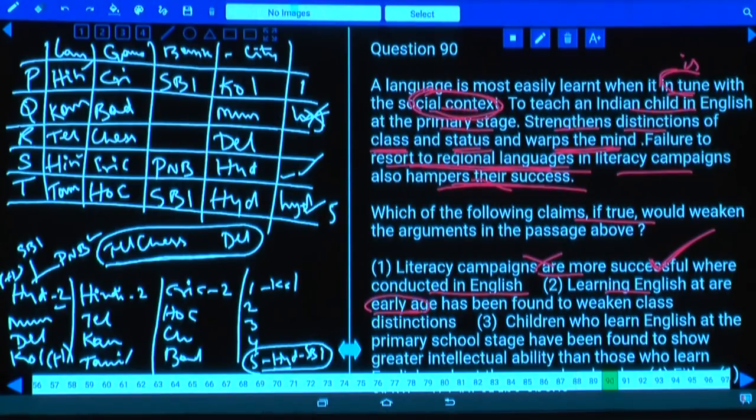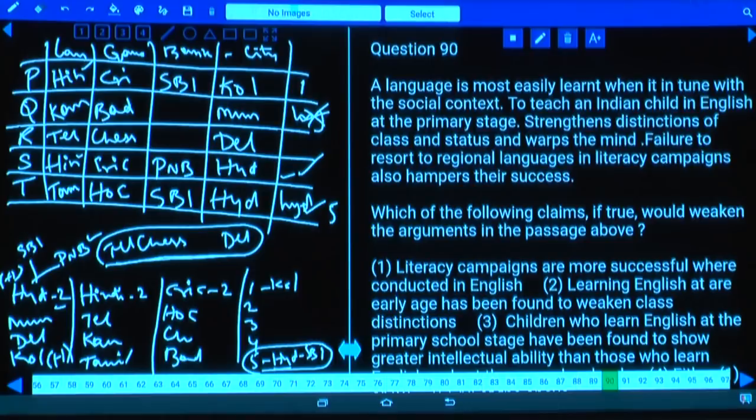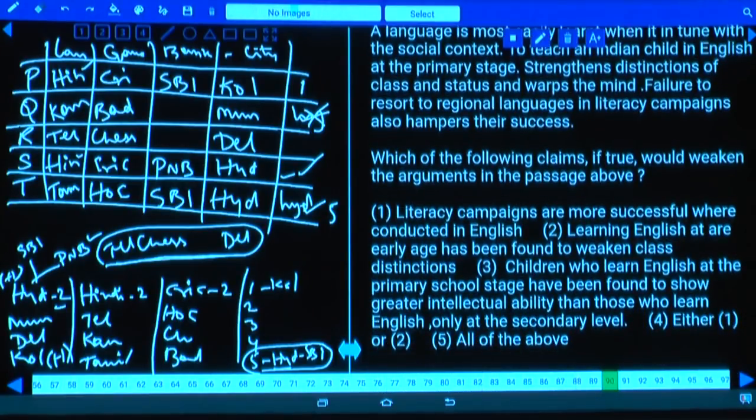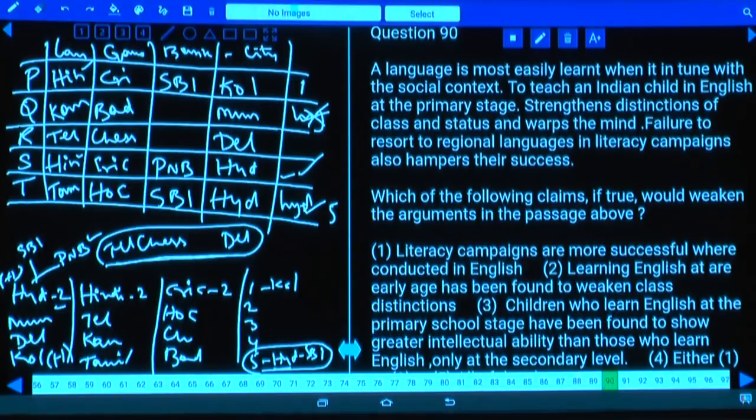Now in this question number 90, a language is most learned in tune, the same question. Which of the following claims, if true, would weaken the argument? What is the argument here? The argument is that children could know English better only when it is in tune with the social context. That is the final conclusion. Weakening the argument means it should contradict the above argument. Strengthening means supporting; weakening means quite opposite and contradicting.